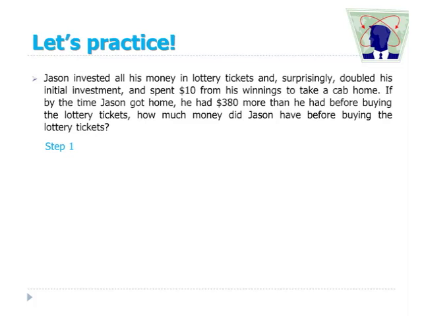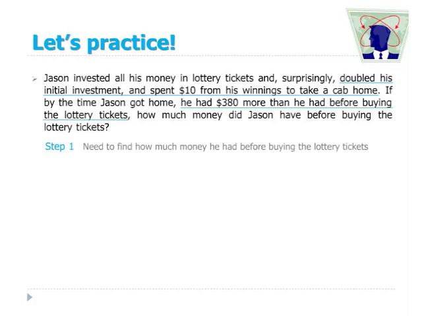Step 1. We know that between the time Jason bought his tickets and the time he got home, he doubled his money and spent $10. We also know that during the same period the amount of money Jason had increased by $380. We need to find how much money he had before buying the lottery tickets. Step 2. Let x be the amount of money Jason had initially.